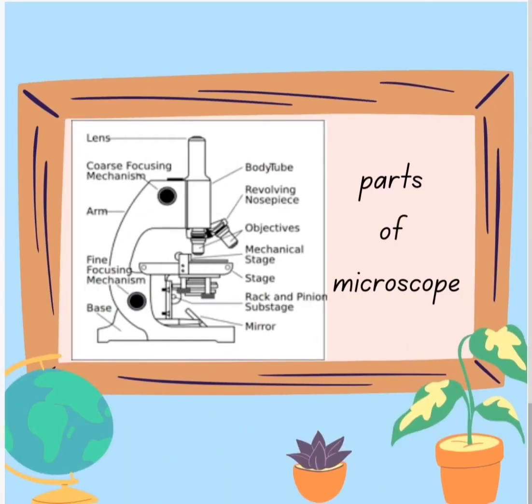The parts of microscope are lens, quartz focusing mechanism, arm, fine focusing mechanism, base, body tube, revolving nose piece, objectives, mechanical stage, rack, and the mirror.